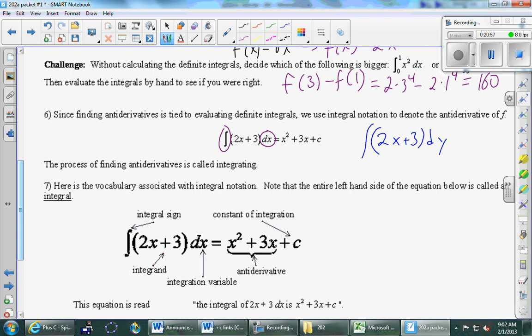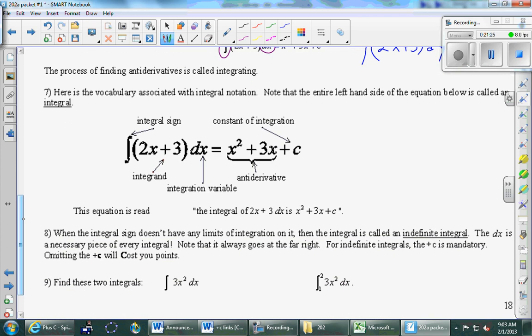In the second problem, the variable is y, which means x is actually what? A constant. So that whole 2x plus 3 is a constant, and the variable is y. So you might think about what that might equal, but not this semester. So we're going down to the next line. The process of finding antiderivatives is called integrating, coming from the integral sign.